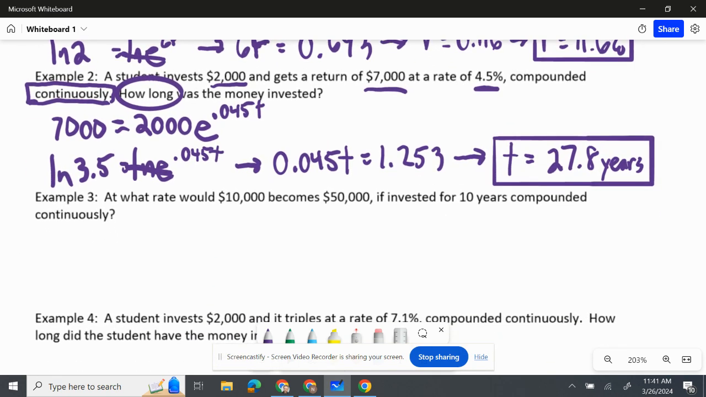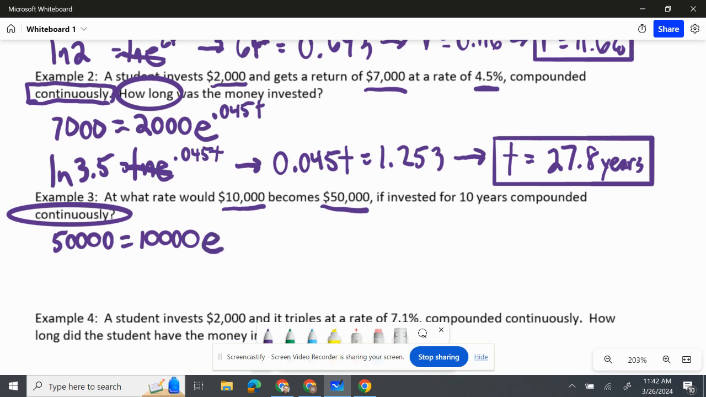So if we're looking at example 3, when would 10,000, that's our initial, become 50,000? So we have 50,000 equals 10,000. Now notice, once again, continuously, so we know we're using our second formula, e raised to, we're trying to find our rate, so that would be r, and our time is 10 years. Once again, divide by 10,000 to get 5. We have to get rid of the e in order to get the variable by itself. So we're obviously doing natural log.